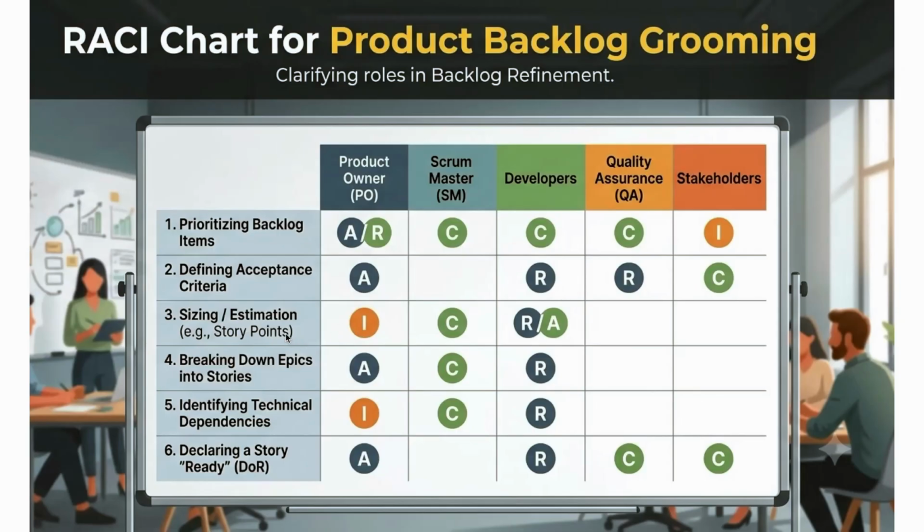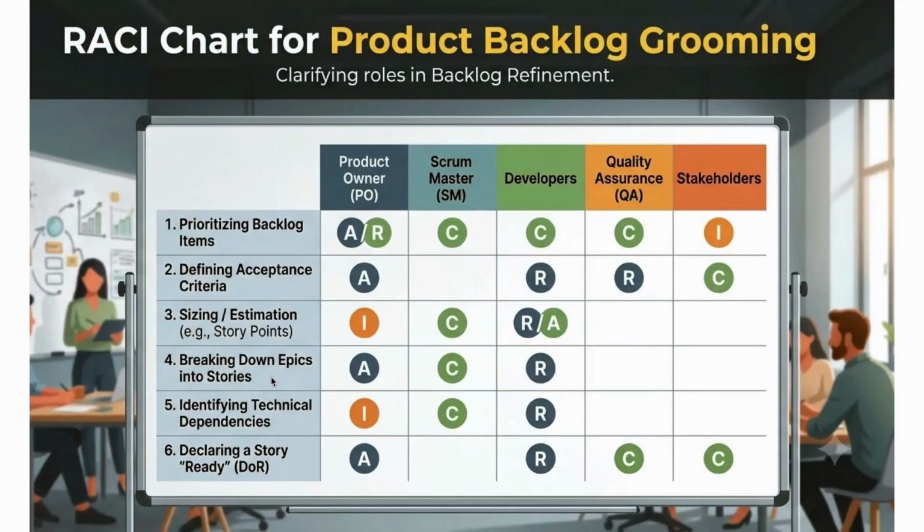Then sizing and estimation, story points. Here, the product owner should get the information about it. Scrum Master can play a consultative role. Developers are responsible and accountable for coming out with the story points for the estimation part. Sometimes QA can also participate.